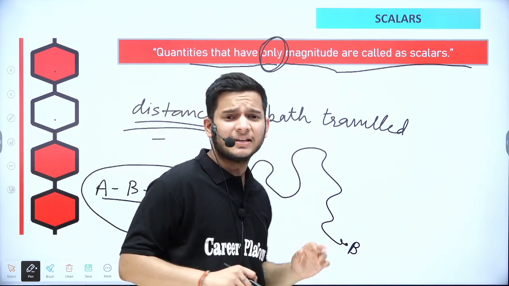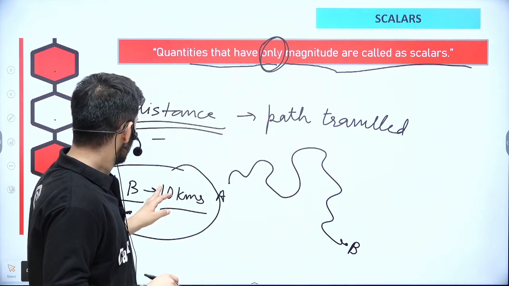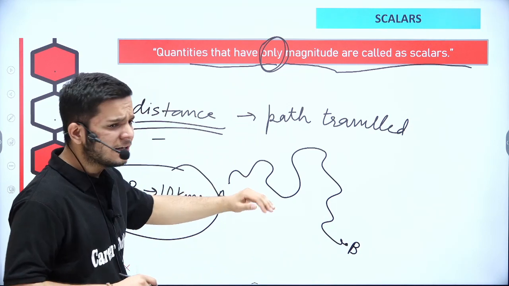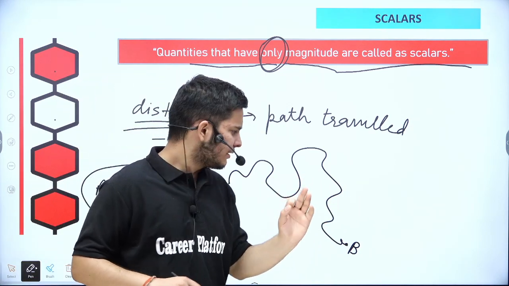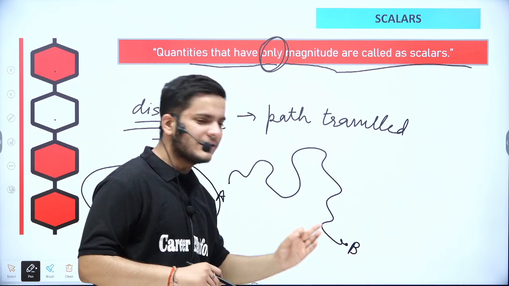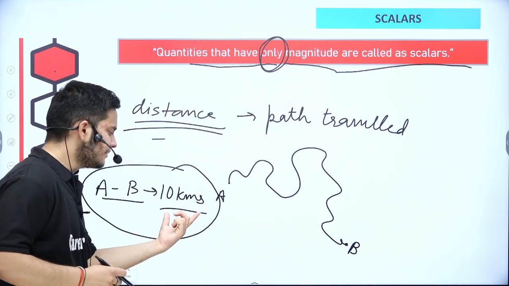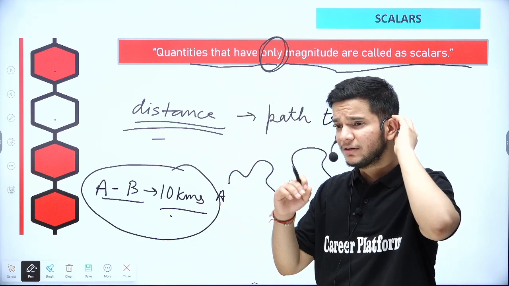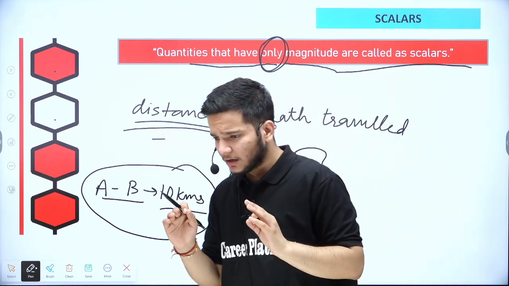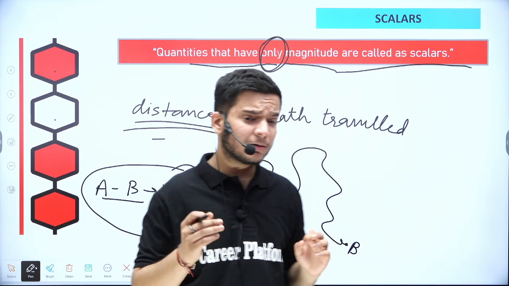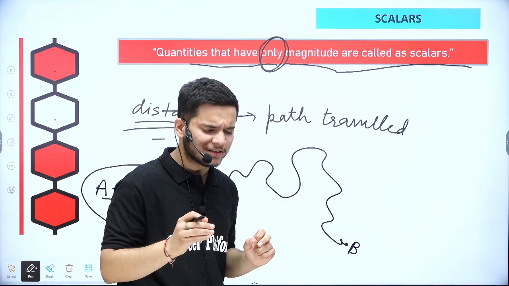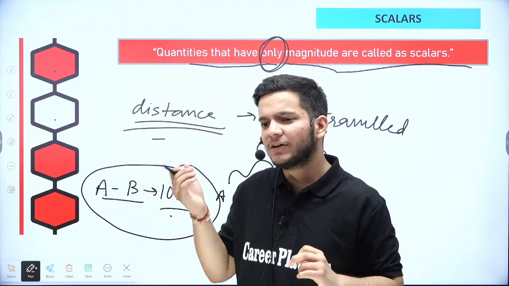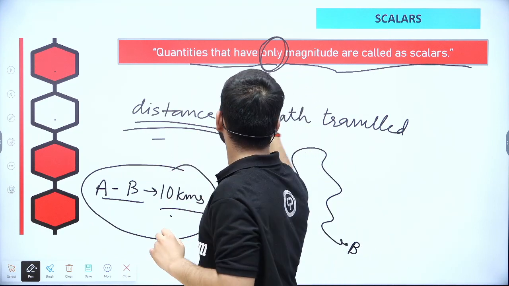Nothing. It is saying that it is going in no particular direction. No direction is defined, only the value is defined, that is 10 kilometers. We have to keep in mind that no direction is defined. There is no role of direction when we are talking about scalars, but there is obviously a role of direction when we are talking about vectors.